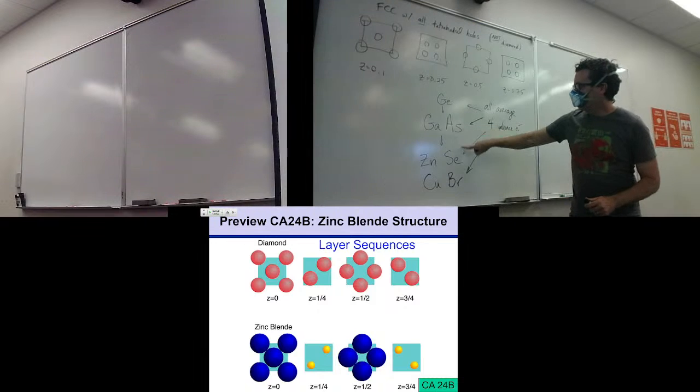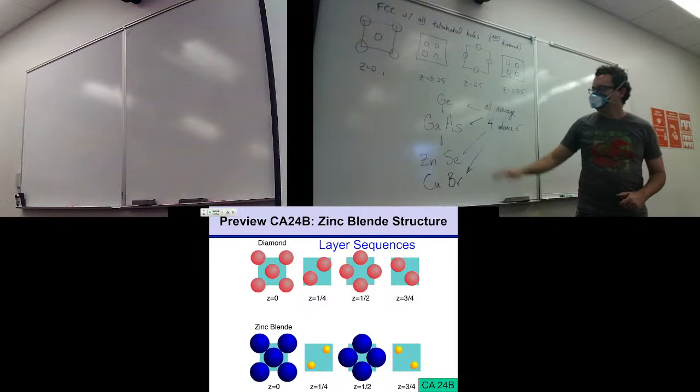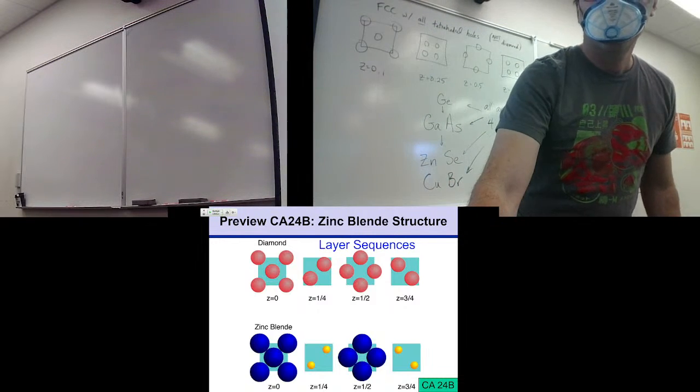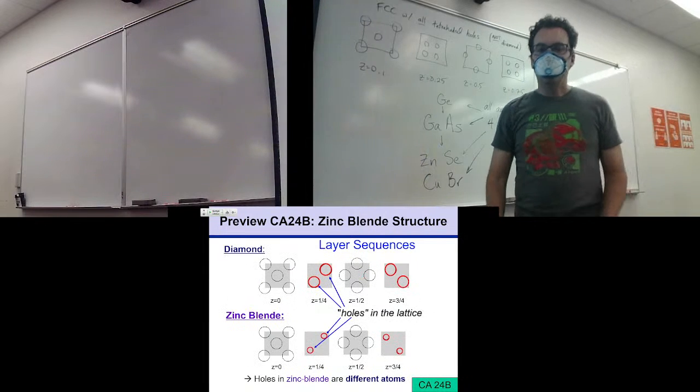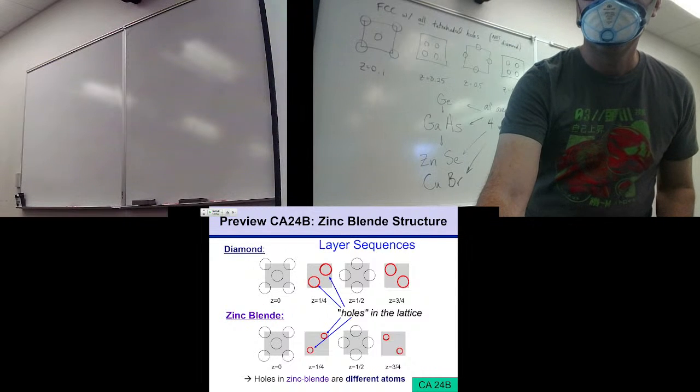But otherwise, they're exactly the same structure. And that's what these are going to look like. So these, where we use two different elements, are going to have that zinc blende structure, which is similar to the diamond structure. Yeah, so there you go. This is the layer diagram.